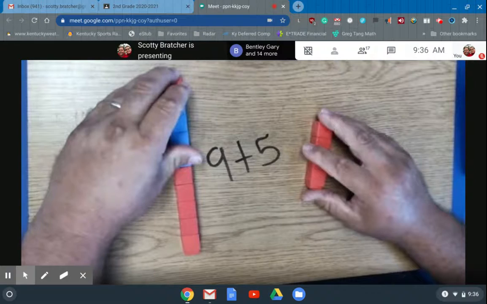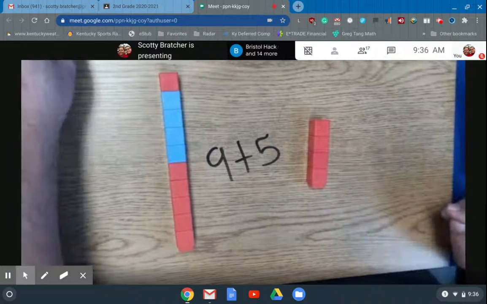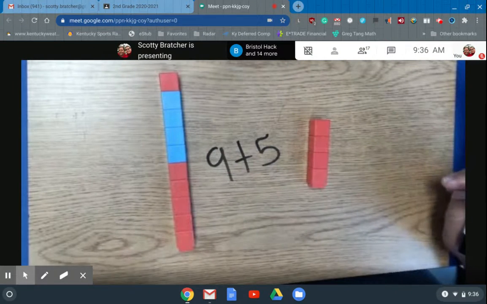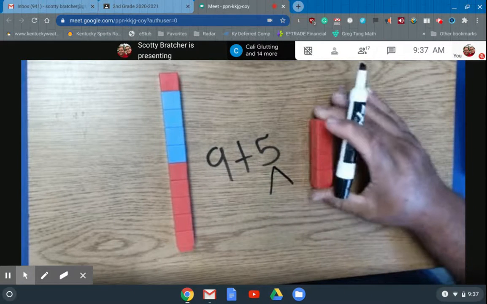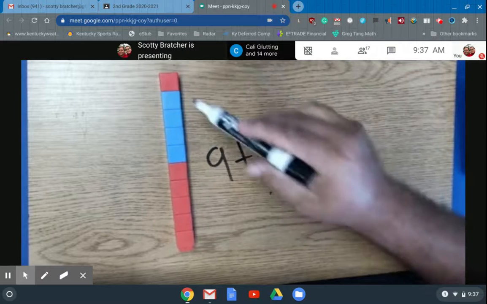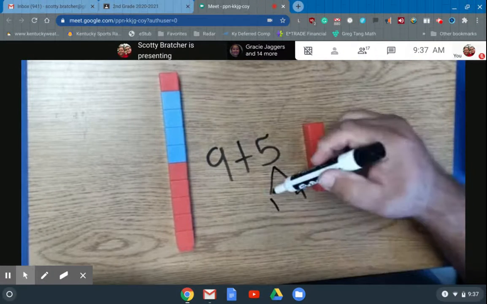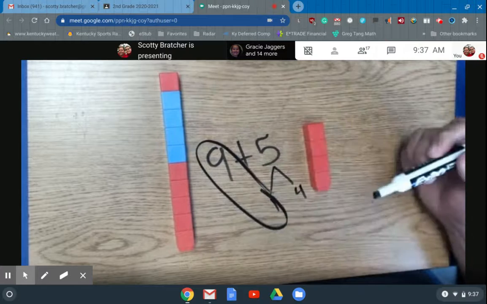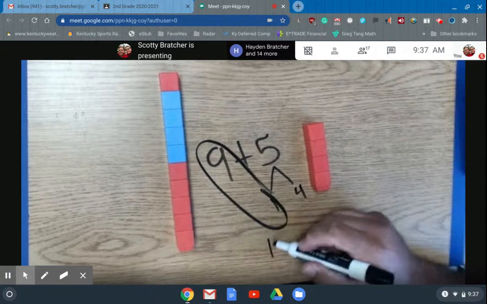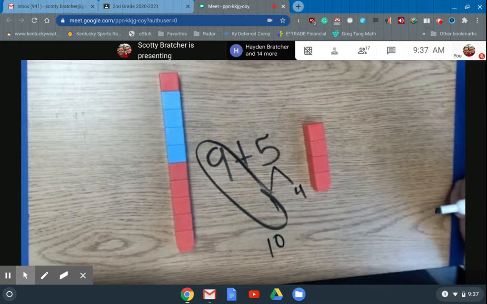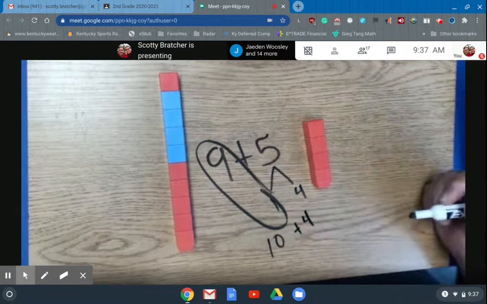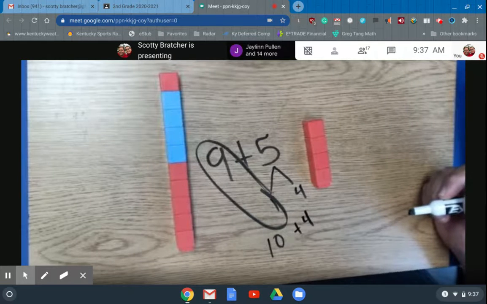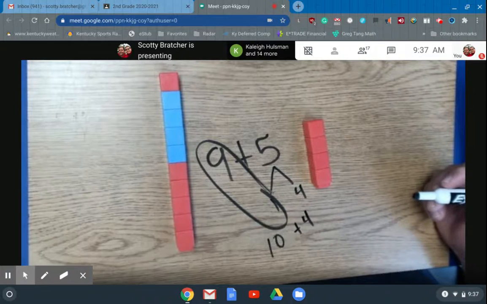Did I change the problem? Yes, kind of, didn't I? So I took this 5 and I broke it into a 4 and that 1, and this part made a 10. And I still have this 4, so I changed it to 10 plus 4. That should be a really easy fact, right? Yeah, 10 and 4 is 14.